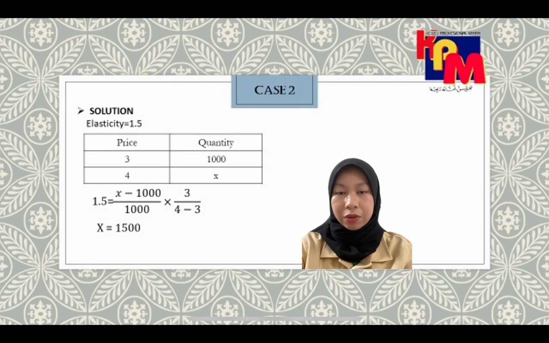1.5 equals X minus 1,000 divided by 1,000 times 3 divided by 4 minus 3. So X equals 1,500 units. So this is the answer for the quantity at the price of 4 ringgit.